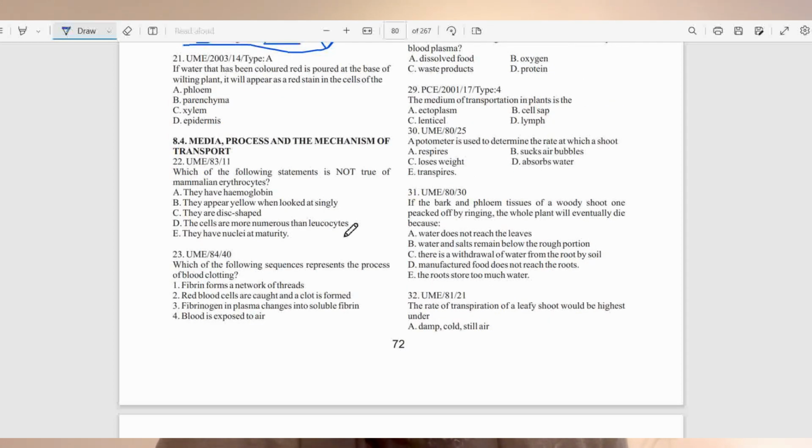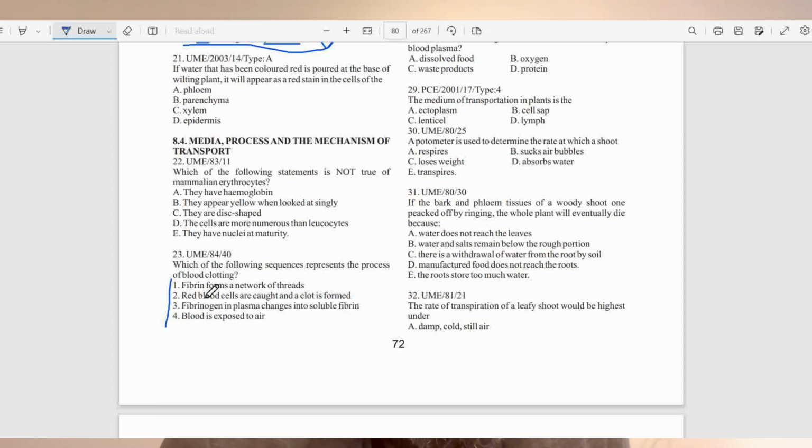I'll take another question on the media process and mechanism. Maybe I should consider question 23. All right, so question number 23. Which of the following sequences represents the process of blood clotting? All right, so it listed out different things here. So you should also familiarize yourself with the entire process of blood clotting.